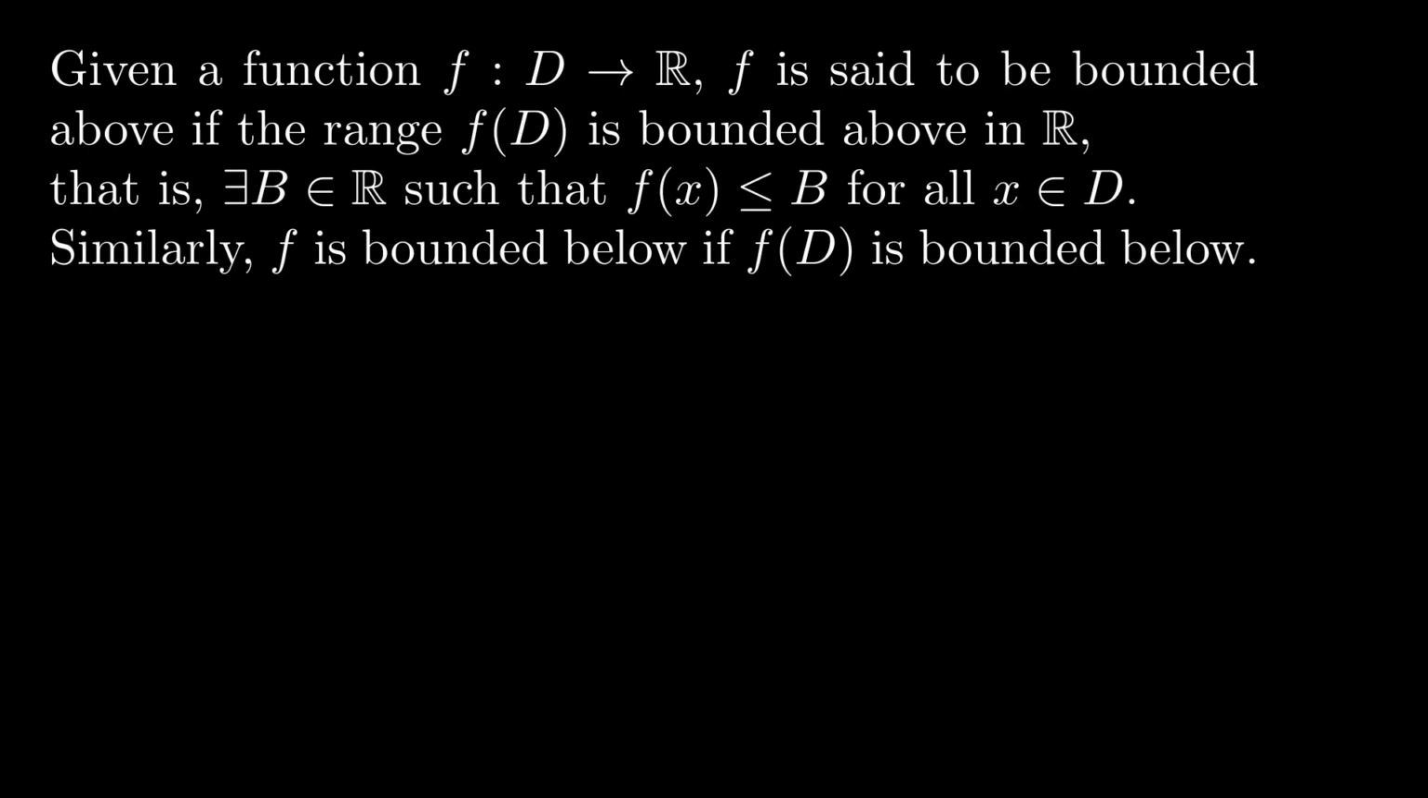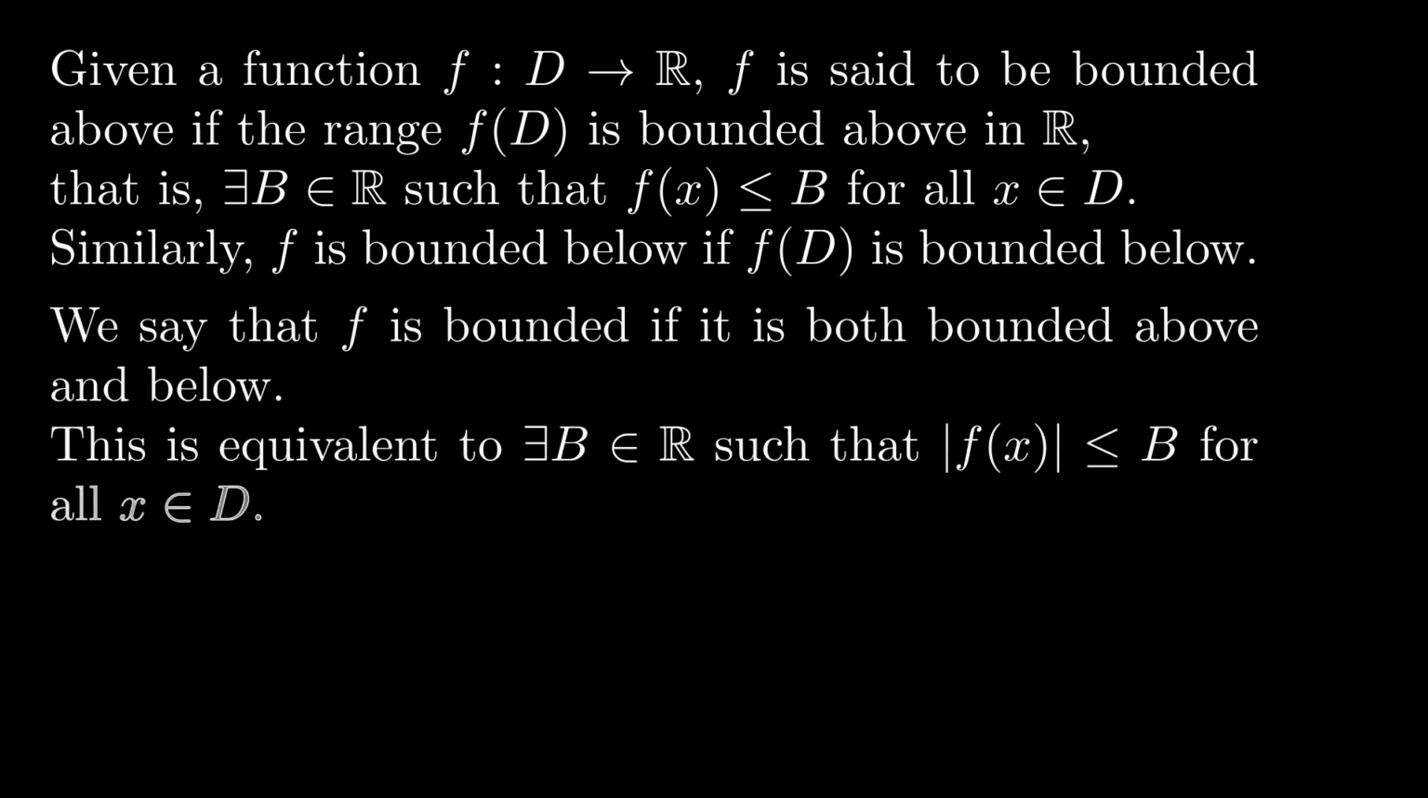The idea of upper bound and lower bound is applied to functions by considering the range of a function. Given a function f from D to R, f is said to be bounded above if the range f(D) is bounded above in R, that is, there exists a real number B such that f(x) is less than or equal to B for all x in D. Similarly, f is bounded below if f(D) is bounded below. We say that f is bounded if it is both bounded above and below. This is equivalent to there exists a real number B such that the absolute value of f(x) is less than or equal to B for all x in D.